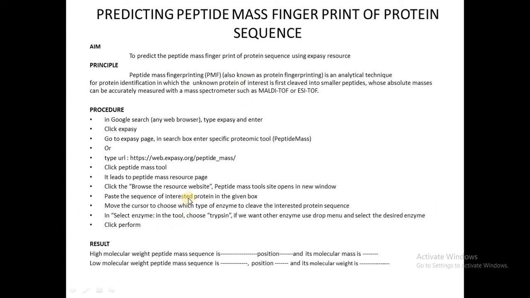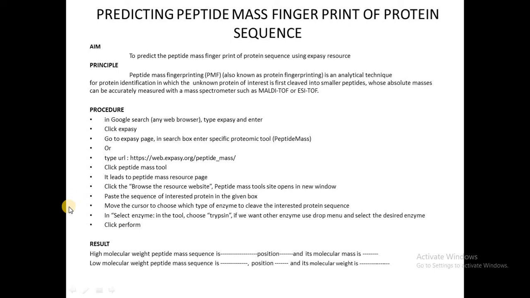So this is also something we can search through with PeptideMass. Here also we have to paste the sequence and then choose the enzyme, which type of enzyme can be used for cleaving this protein sequence. Enzyme means trypsin, chymotrypsin. You already know each enzyme has its own cleavage site. So select the enzyme and then perform. From this we can find out how many peptides are cleaved, and which peptide has a high molecular weight or a low molecular weight. This will be seen in the peptide mass fingerprint.